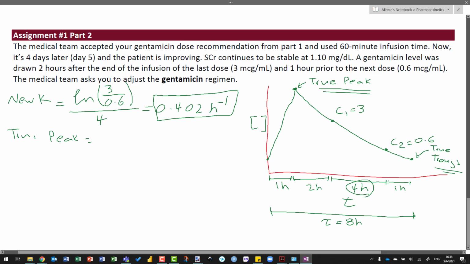basically, you can use either C1 or C2 as long as you get the time between the two correct. I'm going to use C1 because it's closer, so I know there's a 2 hour difference between them. So C1, which is 3, times e to the k times the time between them. The time between them is basically 2 hours, so I'm going to put 2 here, and that will give us 6.7.